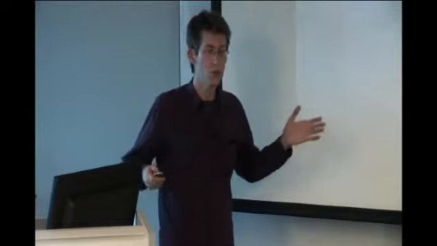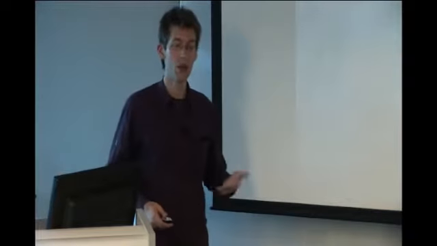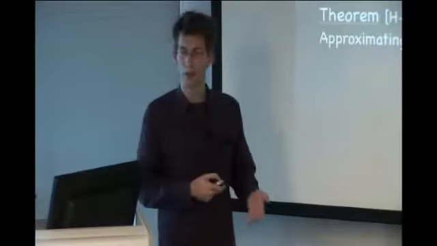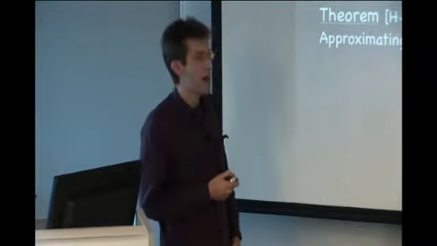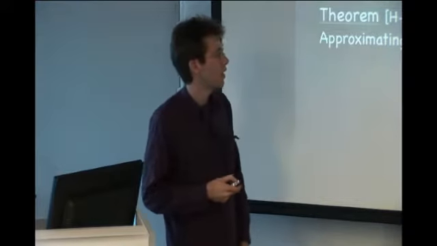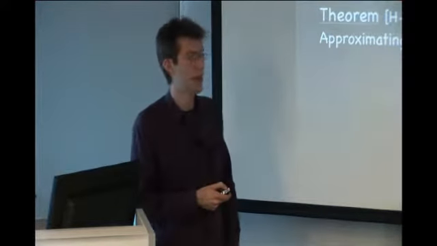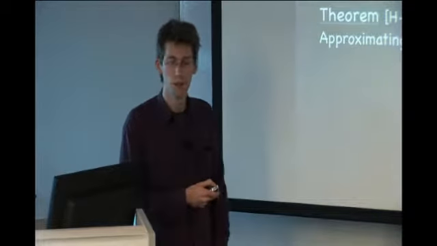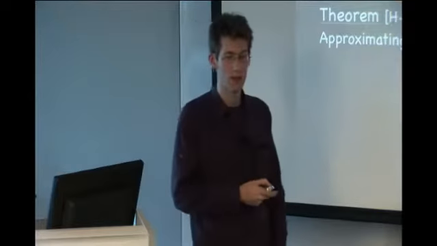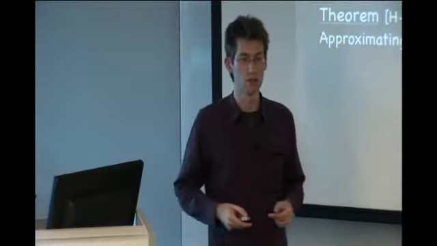And so this, for k 2 or more, appears to have all the difficulties of k equals 2. It might be substantially more difficult to optimize over. And so our main result, from which a lot of other things follow, is that it's not that much harder. If you can approximate the regular separable norm, so here sep is the same as sep 2, if you can approximate this norm, then you can also approximate the k copy version of it.